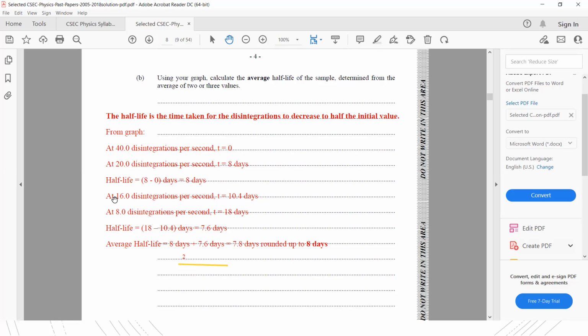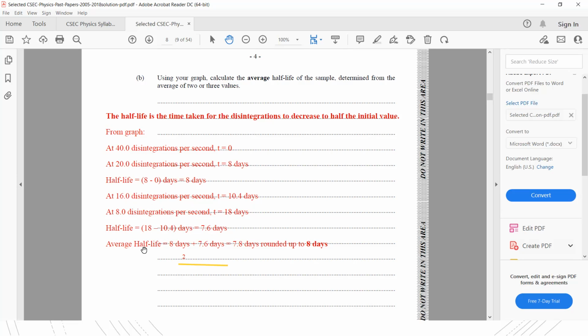And then I chose 16, and at 16 it was 10.4 days. So if I chose 16, then half of 16, I'd have to go to 8 and look at the time at which it was 8 disintegrations per second. And that was 18 days, and that time difference is about 7.6 days. So that's my second half-life value.